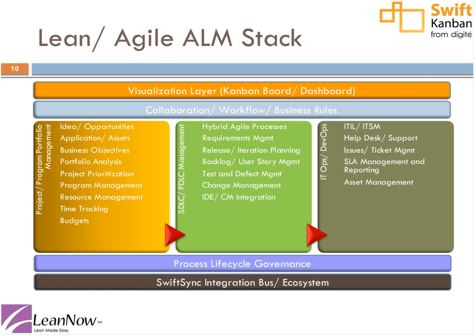As you can see from the layers, there's this visualization layer, which is of course the key to the Kanban board and the dashboard for the metrics, and then you've got different rules layered underneath, and then it supports a variety of platforms, and one of the highlights being the ability to integrate with different systems and be part of an ecosystem wherein your other systems can talk to Swift Kanban and operate jointly.